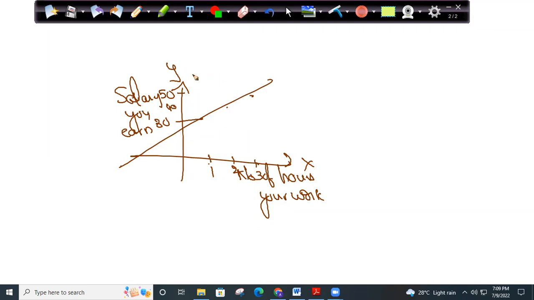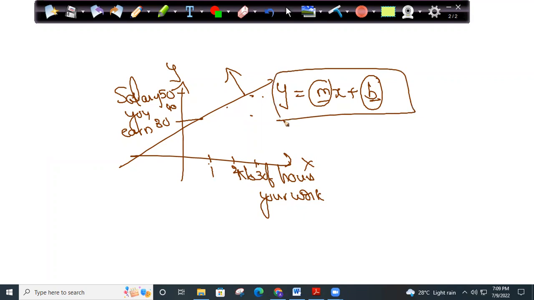Suppose this is the graph that I have. If I ask you what is the meaning of the slope of this line, this is the line that gives me the relationship between the salary you earn and the number of hours you work. Listen to me carefully. Y is the salary you earn, X is the number of hours you work, and there are two terms here: one is slope and the other is y-intercept. The standard form of the equation of a line is y equals mx plus b. So what does m represent here?